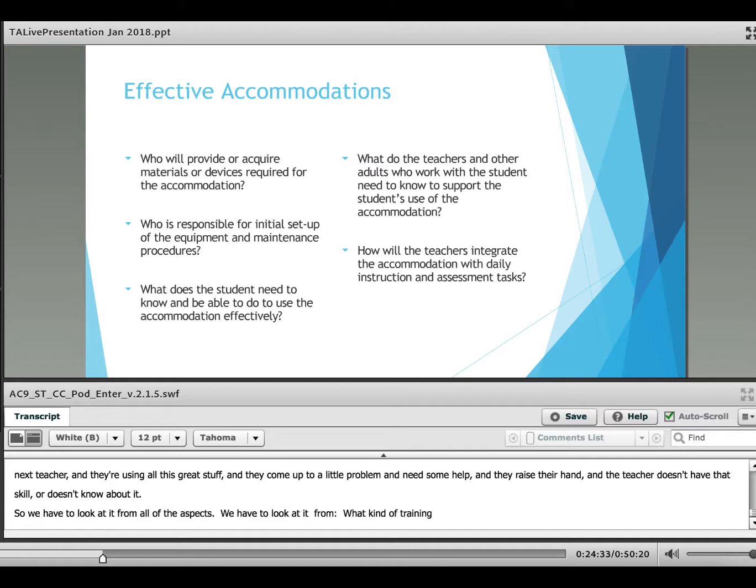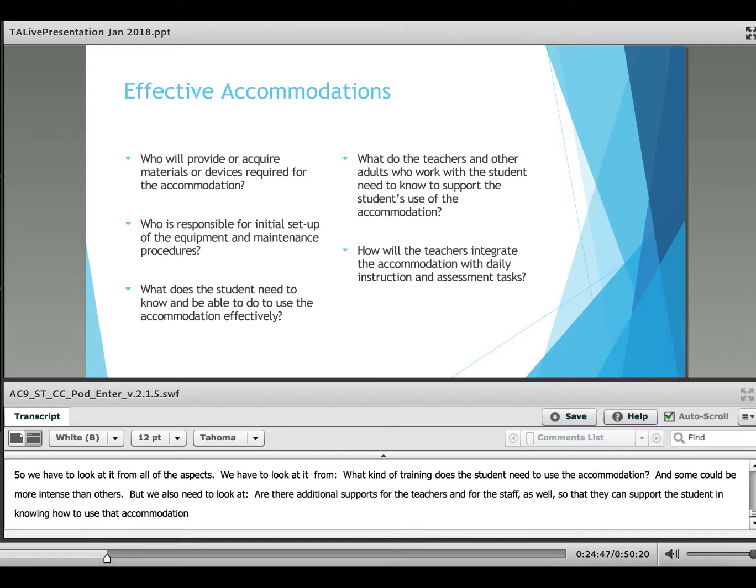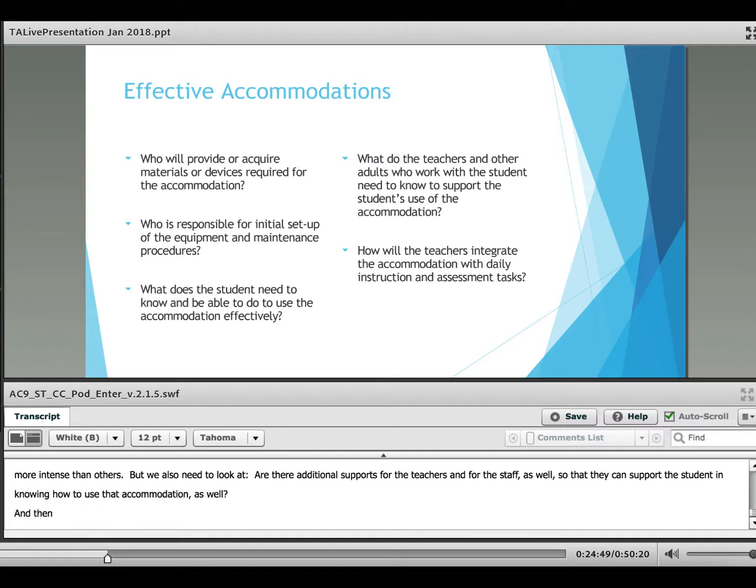So we have to look at it from all the aspects. We have to look at it from what kind of training does the student need to use the accommodation, and some could be more intense than others, but we also need to look at, are there additional supports for the teachers and for the staff as well, so that they can support the student in knowing how to use that accommodation as well.